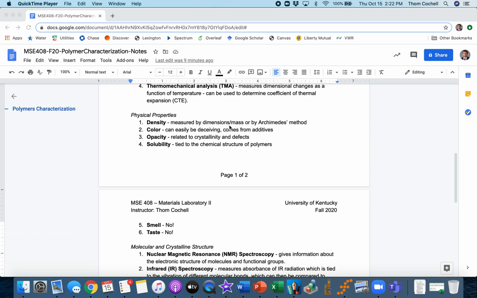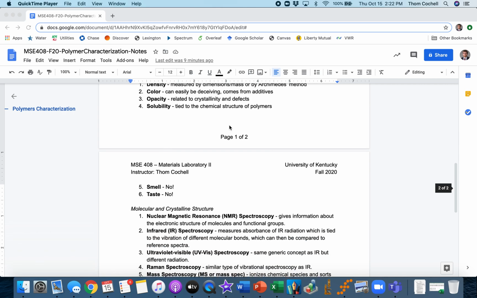A couple other ones I put there based on a joke a student made a couple of years ago. Smell and taste. While there are some arguments that you could identify polymers based on that, that's a no for this lab. So stick to the others on that.